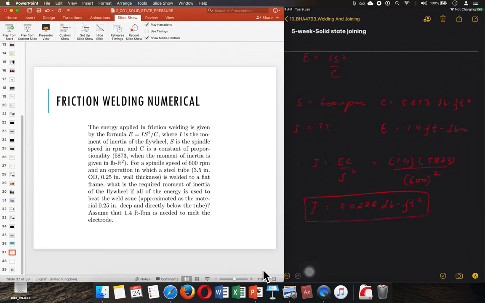This is quite an important numerical, and I hope you can practice it a lot. So this is the end of our chapter on solid state welding.